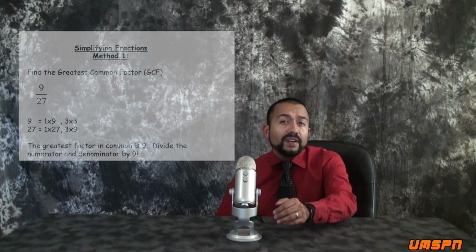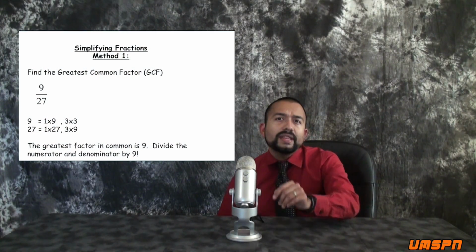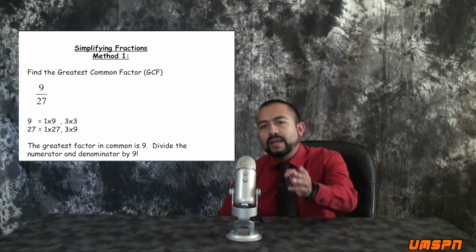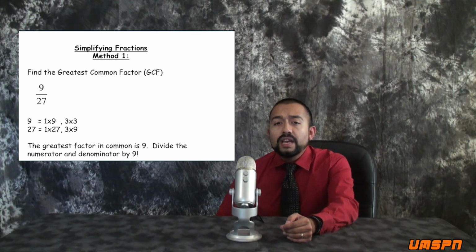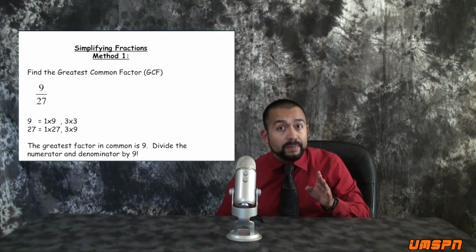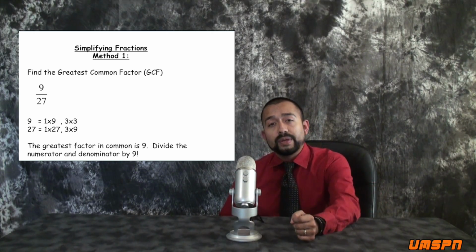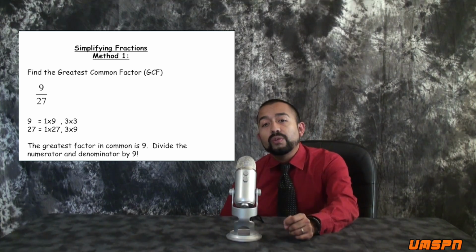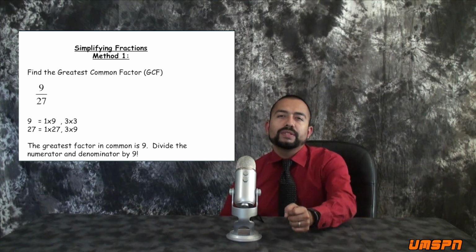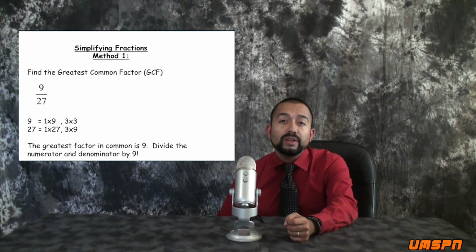Now, another thing we talked about in round 1 was simplifying fractions. One method would be find the greatest common factor. For example, for 9 over 27, you would find the greatest common factor of 9 and 27, which is 9, and divide by that number. By doing so, you will simplify that fraction to its lowest terms. In this case, you would end up with 1/3, or 1 over 3.